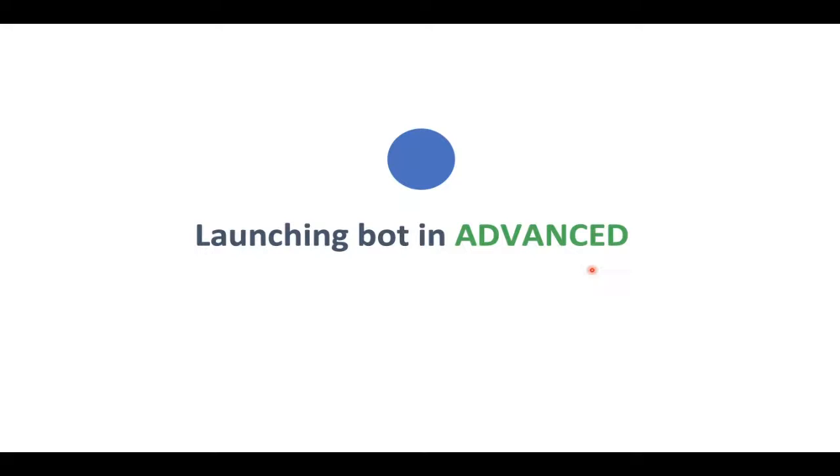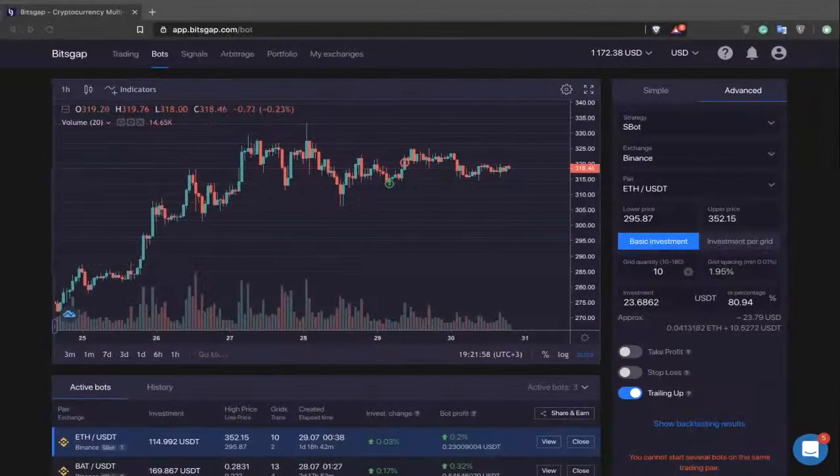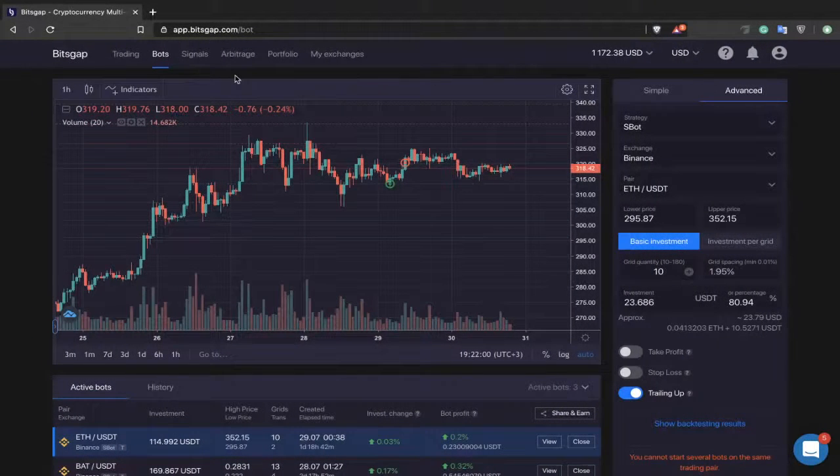Let's launch our first bot in the advanced mode. So what I'm going to do is open the main page. It's already here, and you go to the bot section and you open the advanced.